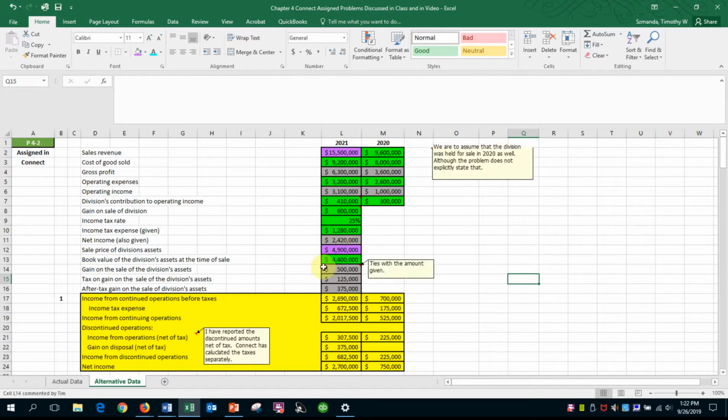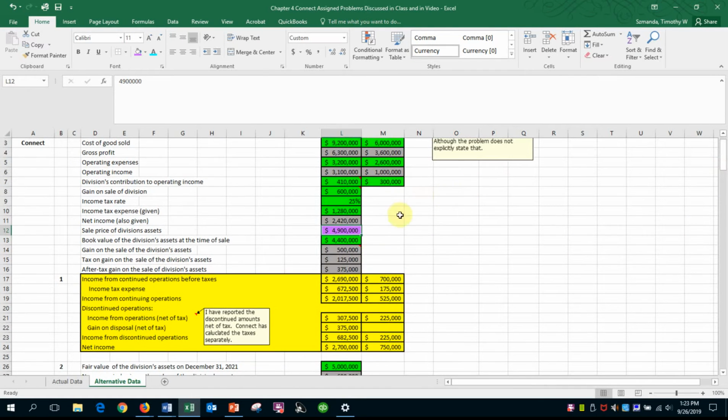So again, we'll just calculate some of these intermediary calculations. Net income is given to you, but I recalculated it because, like I said, I've changed some of the data, so that will change some of these intermediary calculations. We've got the net income. We've got the sale price of the division assets, which I've changed to $4.9 million. The book value of the asset stays the same. It's important for us to know because we're going to need that to calculate any gain. And in this case, we're going to have a gain on the sale of the asset.